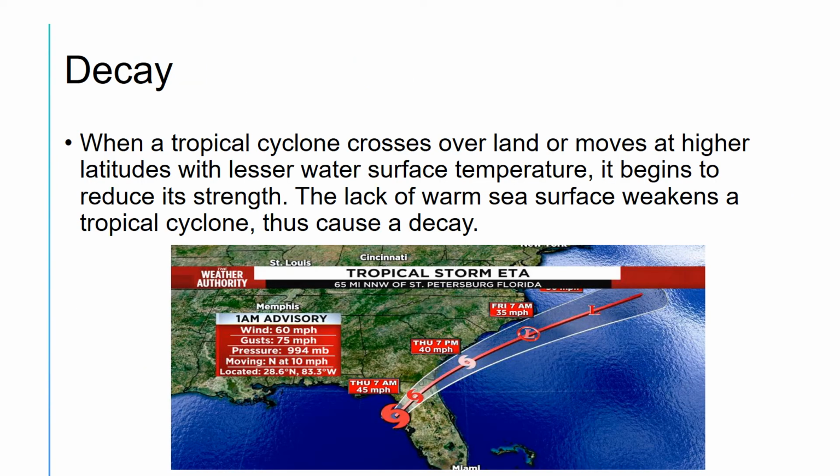So, decay. So, when a tropical cyclone crosses over the land and moves a higher latitudes with lesser water surface temperature, it begins to reduce its strength. The lack of warm sea surface weakens a tropical cyclone, thus cause a decay. So kaya napapansin natin kapag ang bagyo ay hindi pa naglalandfall, kalimitan lumalakas ng lumalakas yung kanyang bugso. So yung kanyang hangin at saka yung kanyang rainfall. So once na yan ay naglandfall na, so maaaring humina na yan ng humina hanggang sa mawala na si bagyo.